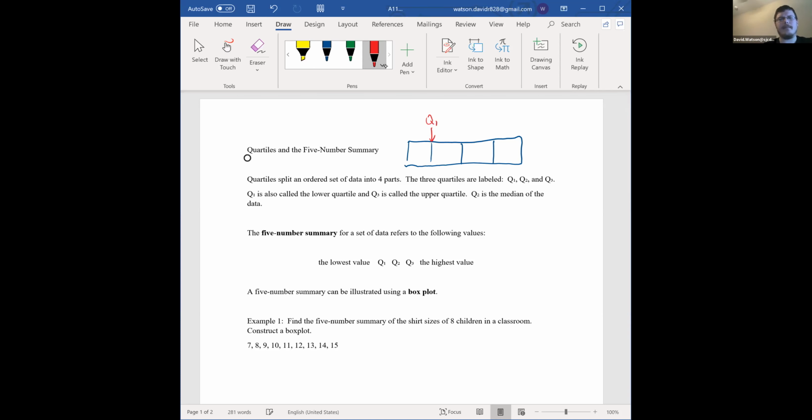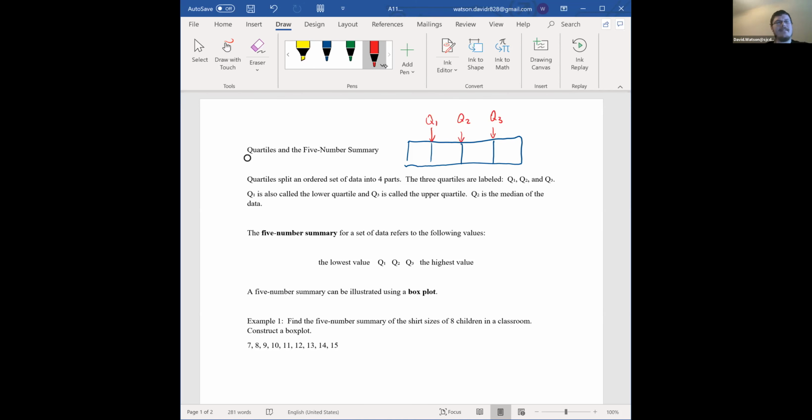This is Q1, Q2, and Q3. Right? Q1 is also called the lower quartile, and Q3 is also called the upper quartile because they're on the lower and upper ends respectively. Q2 is the median of the entire data set.